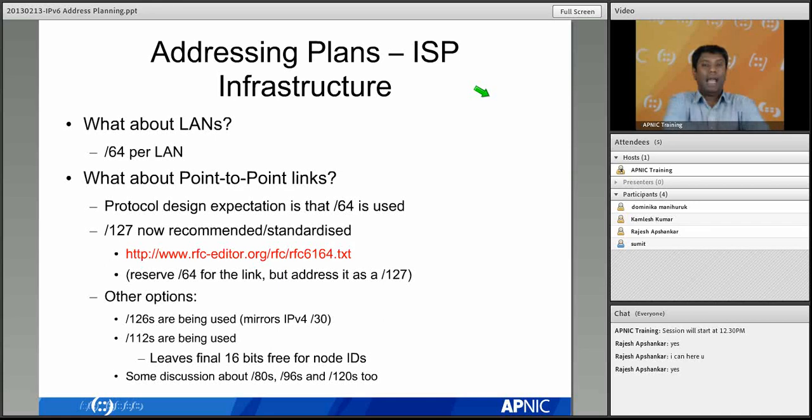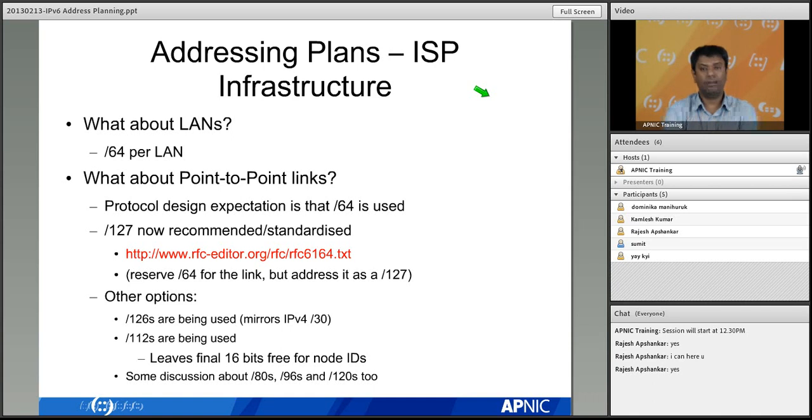What about LAN? So when you have a LAN, what is the prefix that you can use? So the best practice is per LAN or per site, /64, right?